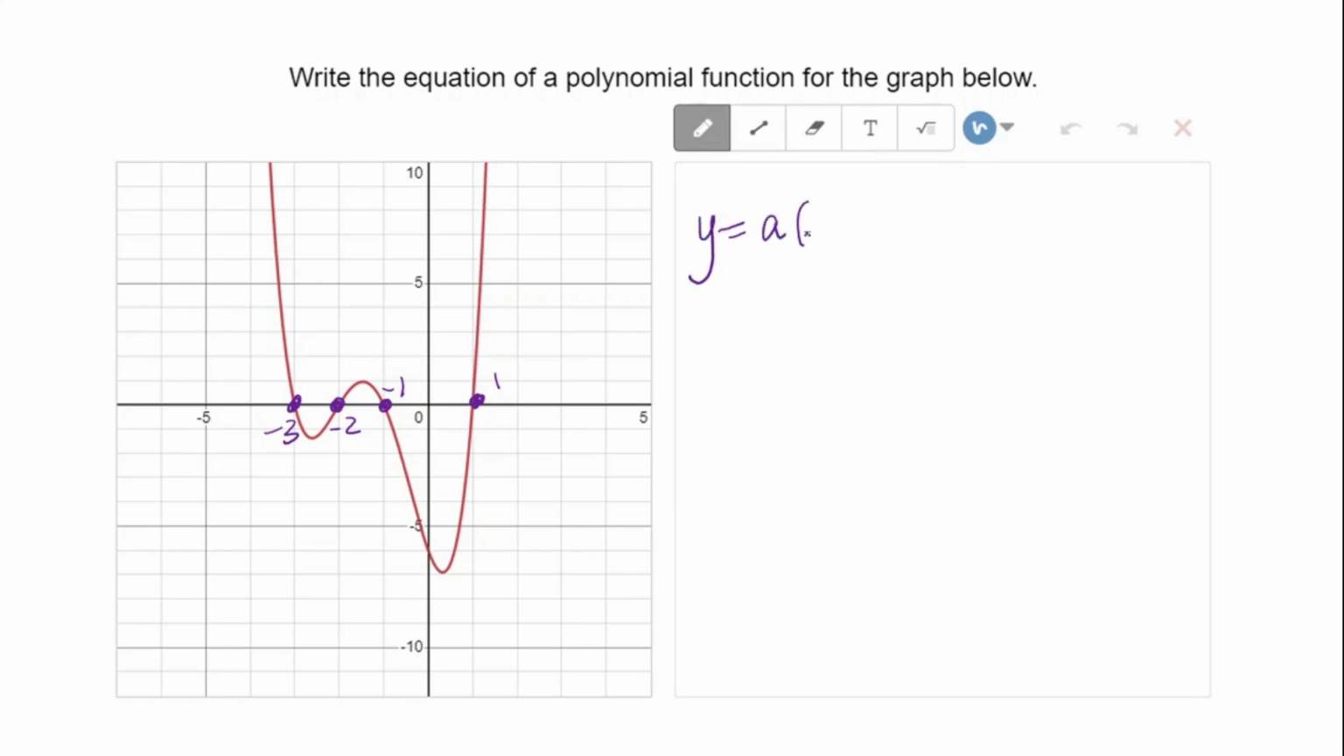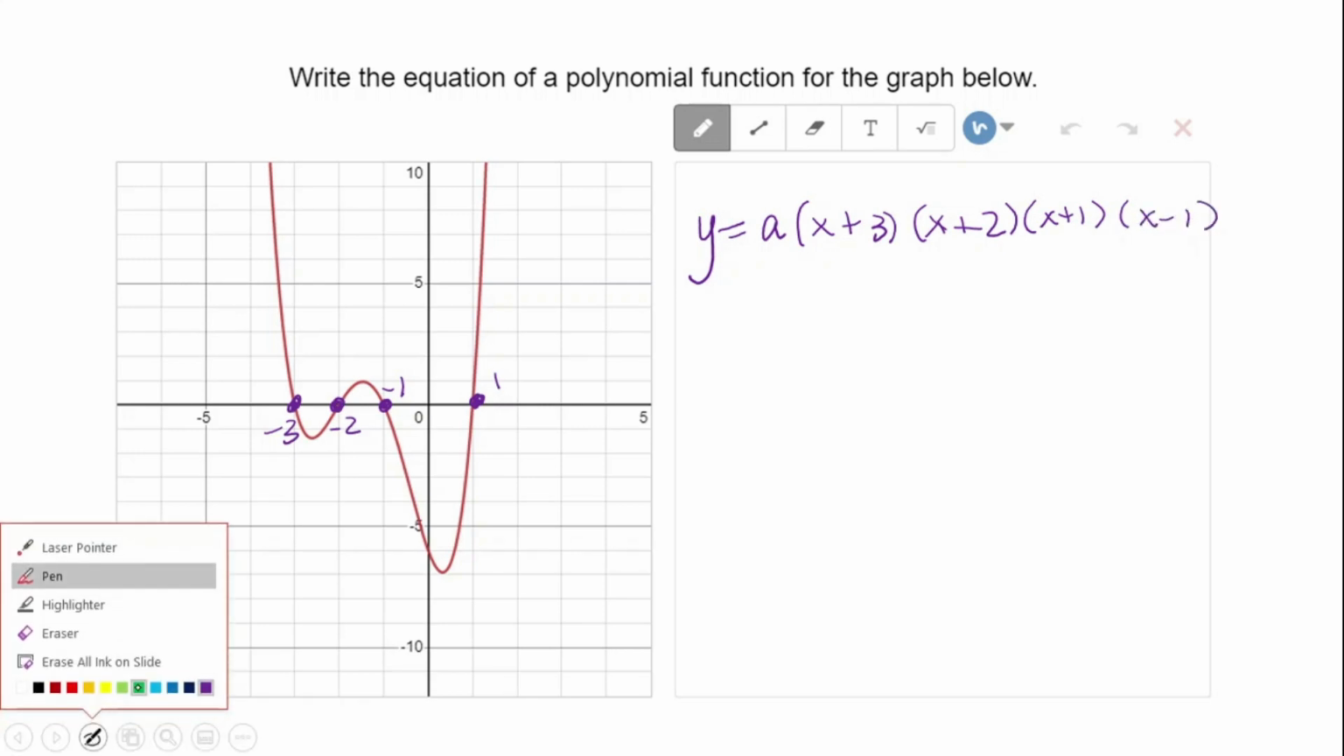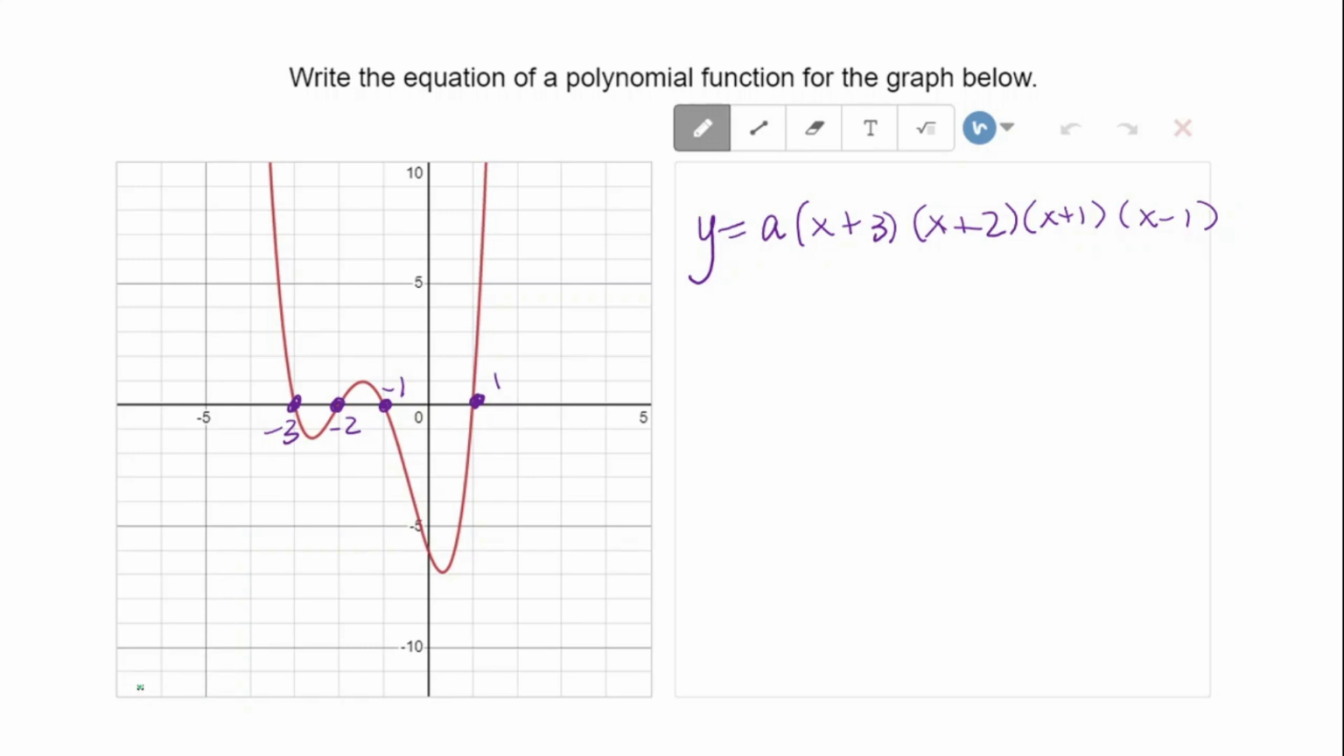You want to write out this equation in factored form with its x-intercepts, and you want to put your a value in there. And we're going to solve for a. We don't really know what a is yet, but we're going to solve for a. And remember, a is the leading coefficient.